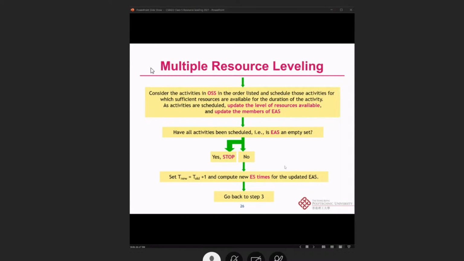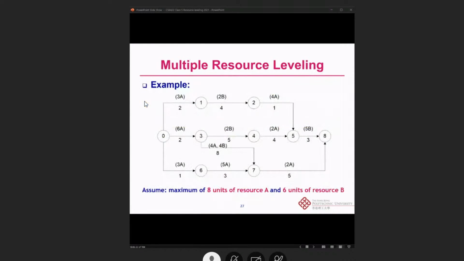Have all the activities been scheduled? If yes, we are done. If not, we set t new equal to t old plus 1 and compute the new early start time for the updated EAS. Then we go back to step 3. It's complicated, right? It's very complicated.